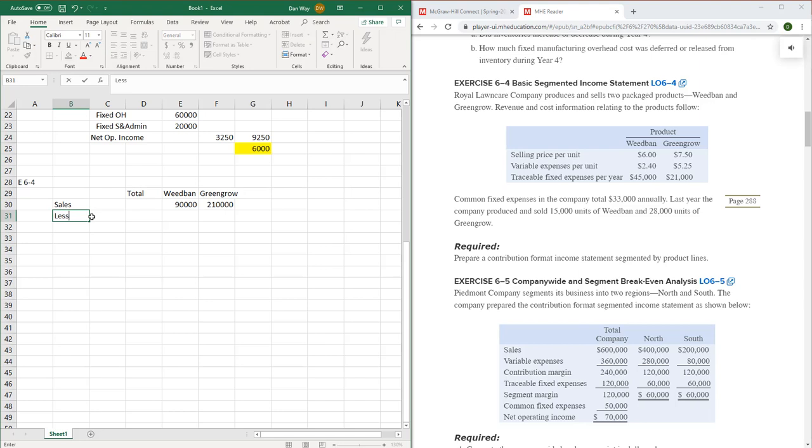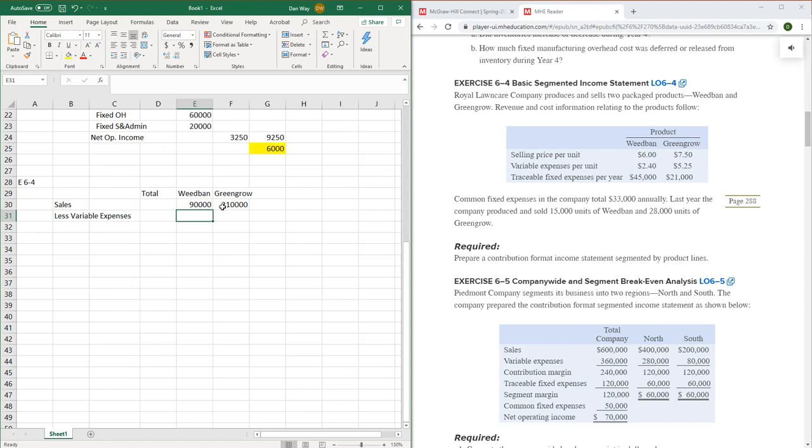We want to subtract from that all of our variable expenses. Stick with this contribution format. The Weed Ban had variable expenses of $2.40 per unit. Again, we sold 15,000 units. The Green Grow had variable expenses of $5.25. We sold 28,000 units of that product. That would leave us with contribution margin in each segment. For the Weed Ban, the 90,000 in sales minus the 36,000 in variable expenses. And for the Green Grow, 210,000 in sales minus 147,000 in variable expenses.